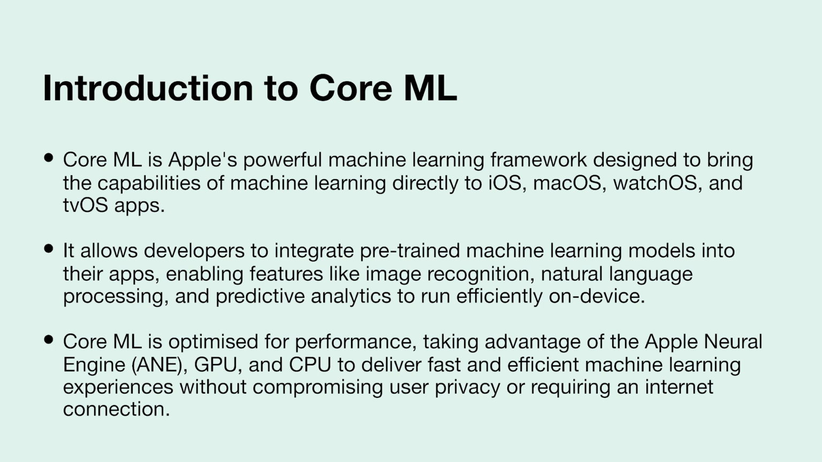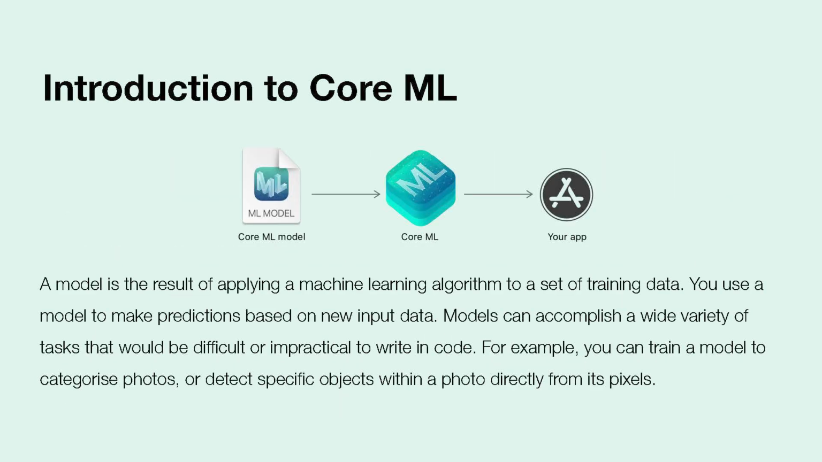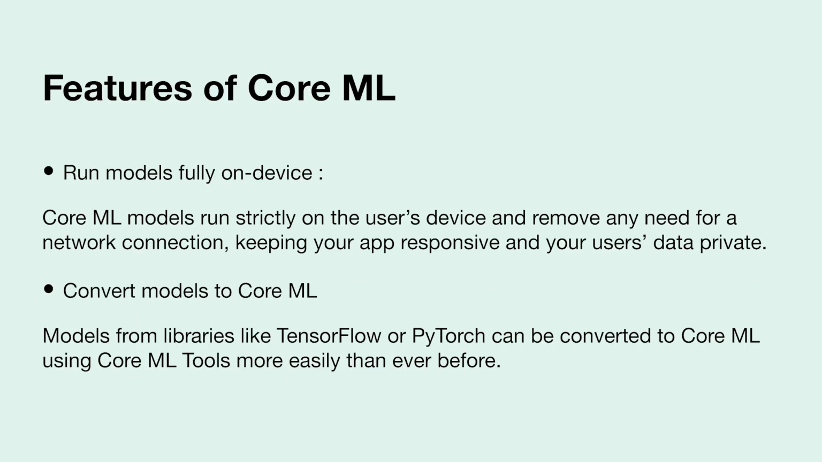A model is a result of applying a machine learning algorithm to a set of training data. You can use a model to make predictions based on new input data. Models can accomplish a wide variety of tasks that would be difficult or impractical to write in code. For example, you can train a model to categorize pictures or detect specific objects within a photo directly from its pixel. These are some of the features of CoreML.